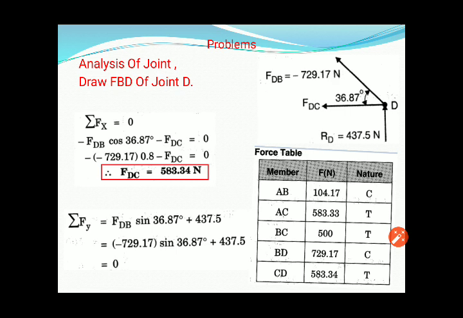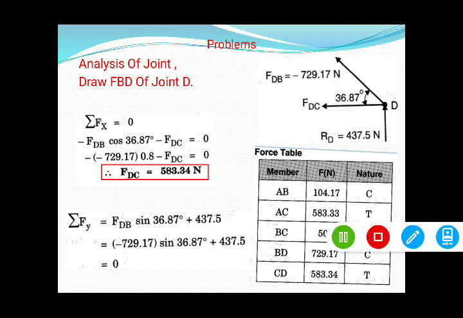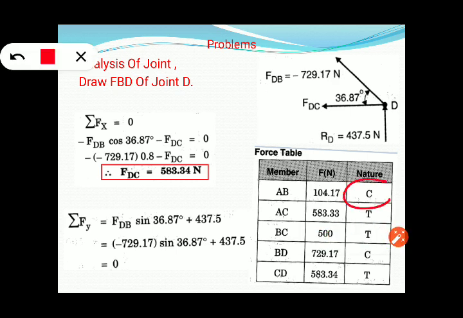See, FBD we already found in the previous one. So now make a table where you will show members, force and nature. So whatever negative answers you got, you just change the nature. See, initially we have considered all the forces as tensile. So the first one we got negative 104, so we have converted it to compressive force and made it positive. Similarly, FBD, we got negative 729. We have converted it to positive and we have changed its nature.